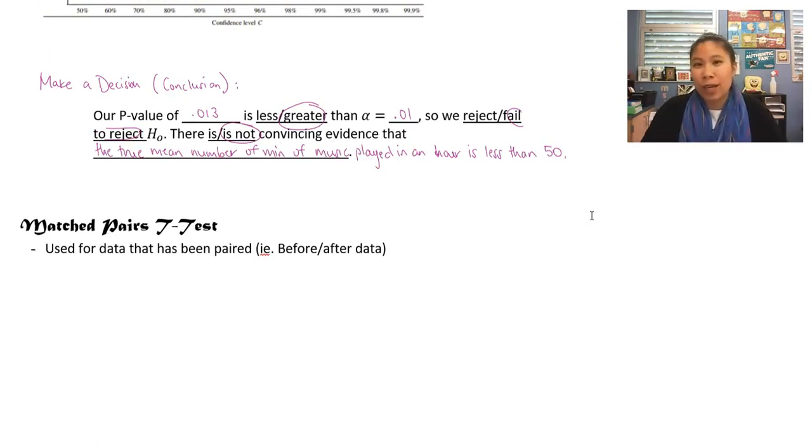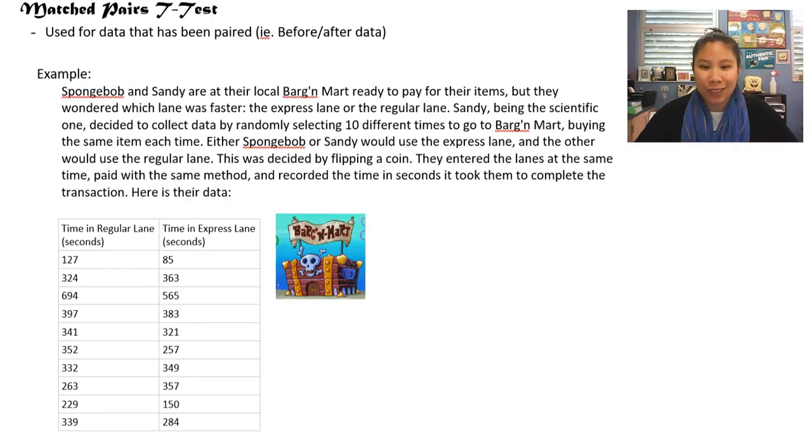Matched pairs was when you had sets of data that were paired together that were really similar, or subjects that were very similar to each other, like twins, or even when the same person was used as a before and after type of data collection. So that's when matched pairs would exist. All right, so an example. SpongeBob and Sandy are at their local bargain mart ready to pay for their items, but they wondered which lane was faster, the express lane or the regular lane.